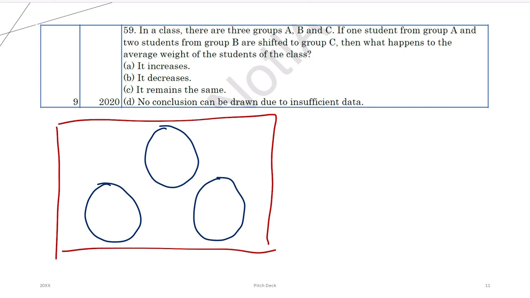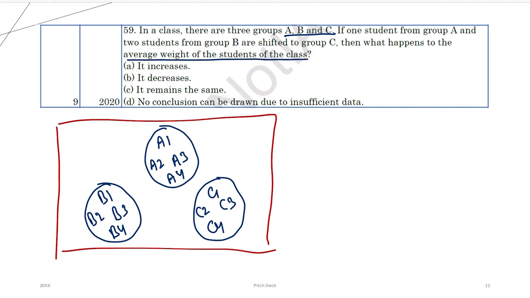Let's suppose group A has these people A1 to A4, B has B1, B2, B3, and B4, and C has C1, C2, C3, and C4. This is how the groups look. If one student from group A and two students from group B are shifted to group C, what happens to the average weight of the students of the class? First tell me what is the average weight right now of the class.